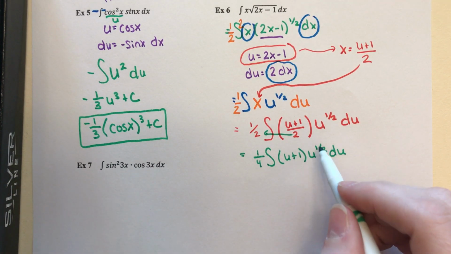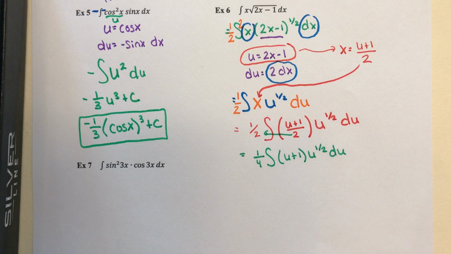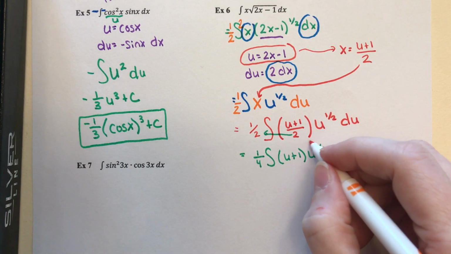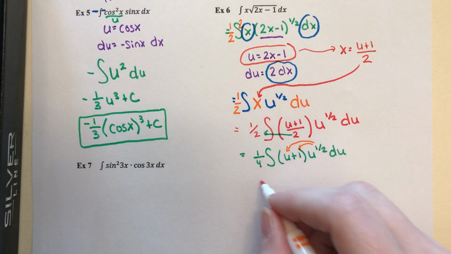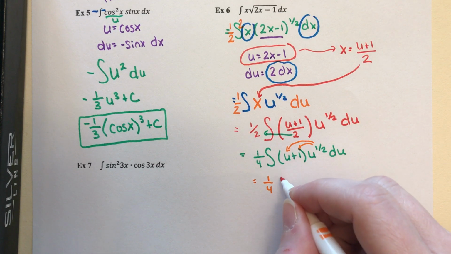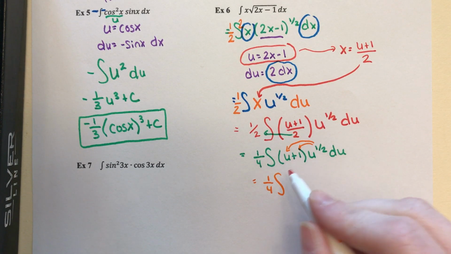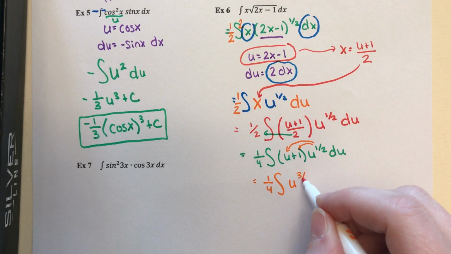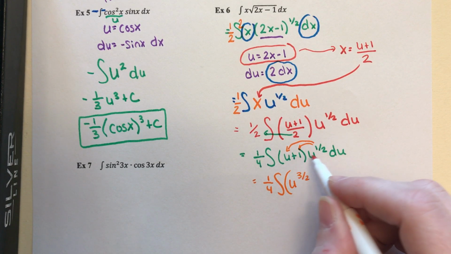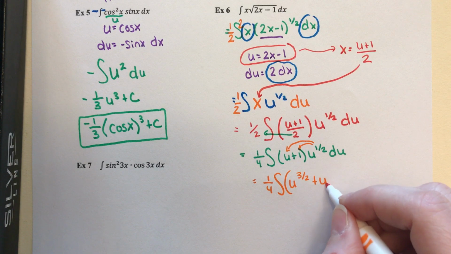And next I'm going to distribute my u to the 1/2. So remember from Algebra 1, when we distribute, we add exponents. So u to the 1/2 times u, that would be u to the 3/2. And then u to the 1/2 times 1 is u to the 1/2.